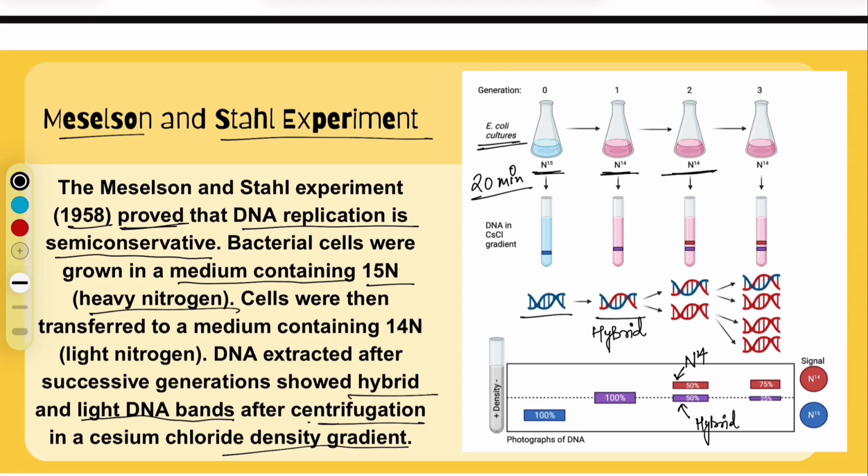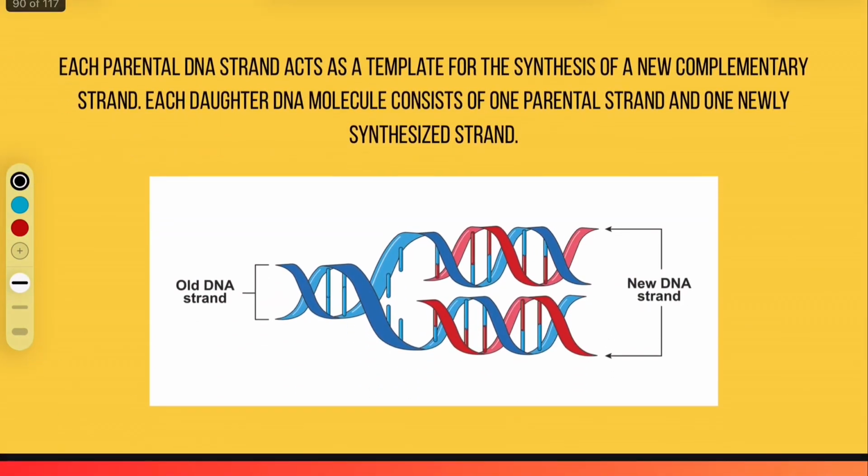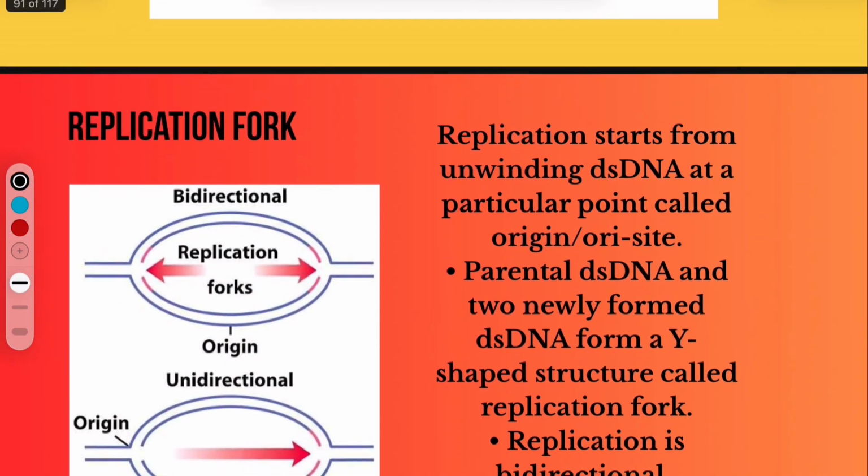This clearly showed that after each generation, the parental strand was getting 50% distributed in the next generation. So, this was the ratio after 60 minutes. This clearly stated that DNA is semi-conservative in replication, the old strand giving rise to new strands, and each strand is a template for the new, complementary strand.